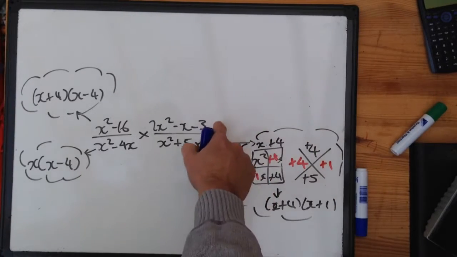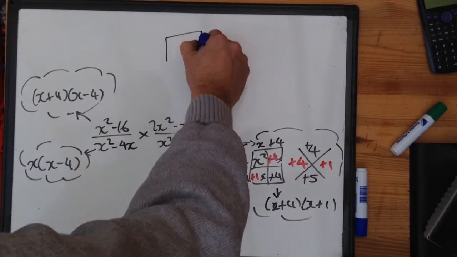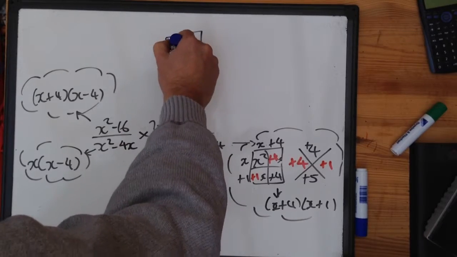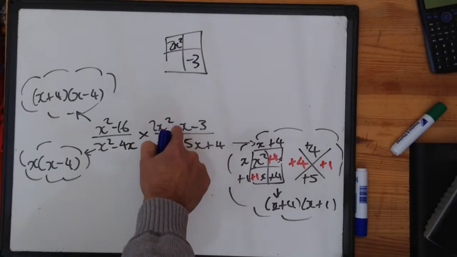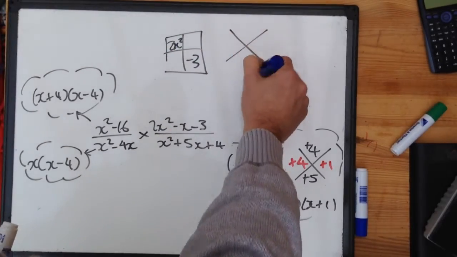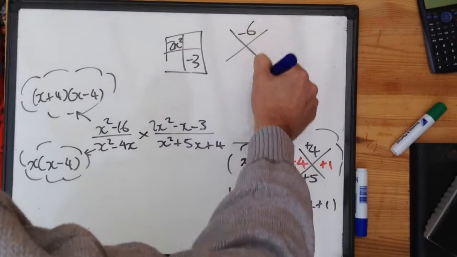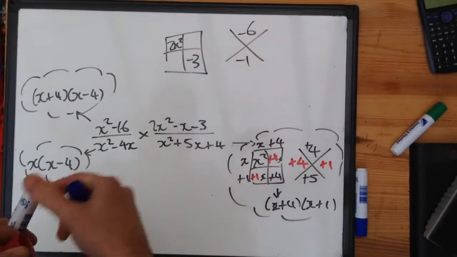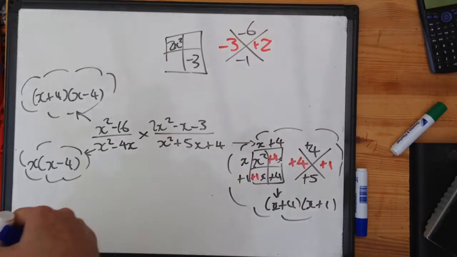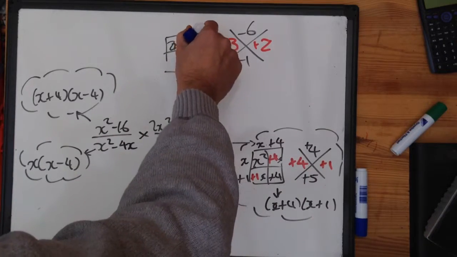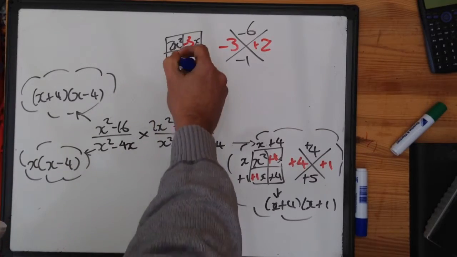Looking at my final factorisation, this one here is complicated a bit because of the 2x squared. Same process though, I'm going to use my box method. 2x squared is going to go there, the minus 3 is going to go there. These two things will combine to give me my minus x. The two numbers I'm after for here and here, times to give 2 times minus 3, minus 6, and add to give the minus 1, which are minus 3 and plus 2. So that gives me minus 3x in that box there and plus 2x in that box there.